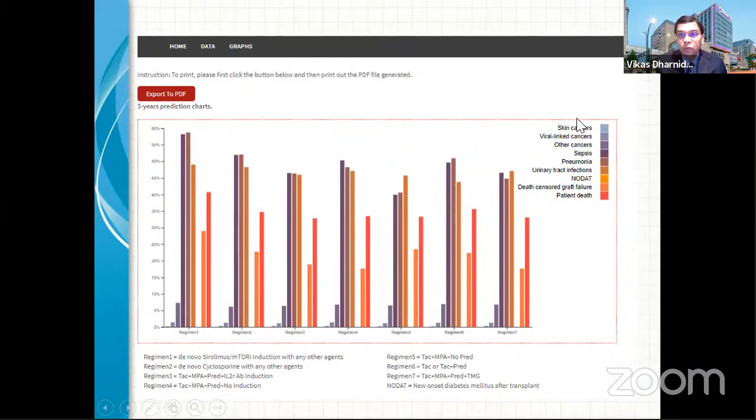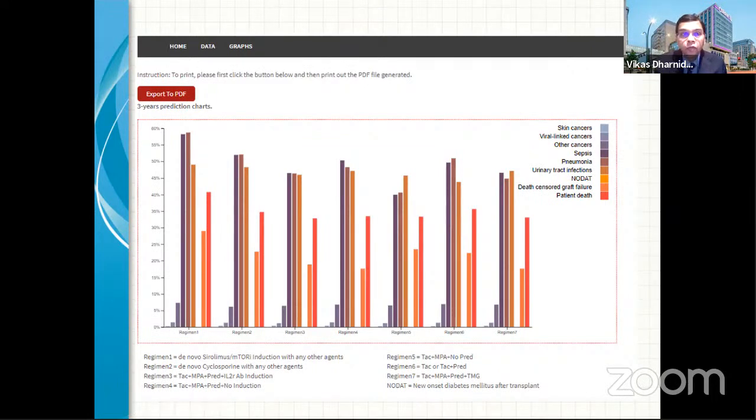And then the same outcomes that I showed you earlier are represented in the different colors. And what you can see is with each regimen, you get a sense of what will be happening to a particular outcome. So if you're interested in patient death, for instance, that is the red bar or the orange bar, you can see across the different regimens, which might be important for this specific patient that we did.